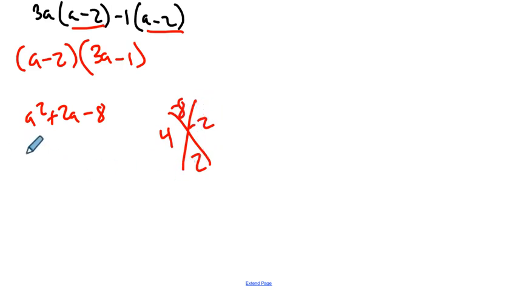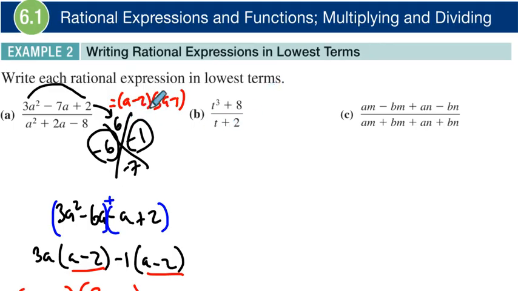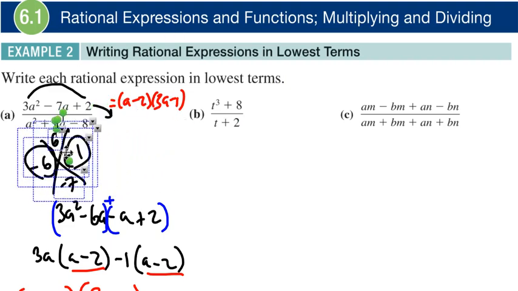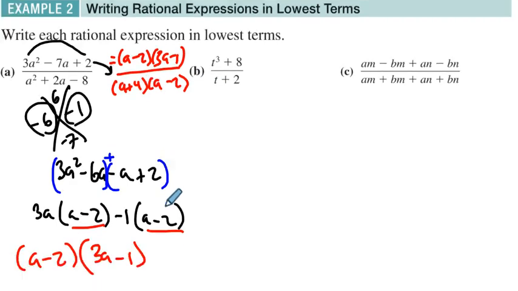Good, so now our denominator. If I factor this now, it becomes a plus 4 and a minus 2. And once again, notice that I use these two to get those factors. Okay, so now I can replace the denominator. Let me just move this guy right over here. So watch, let's do that. So now my denominator was a plus 4 and a minus 2. Okay, is that what I got?